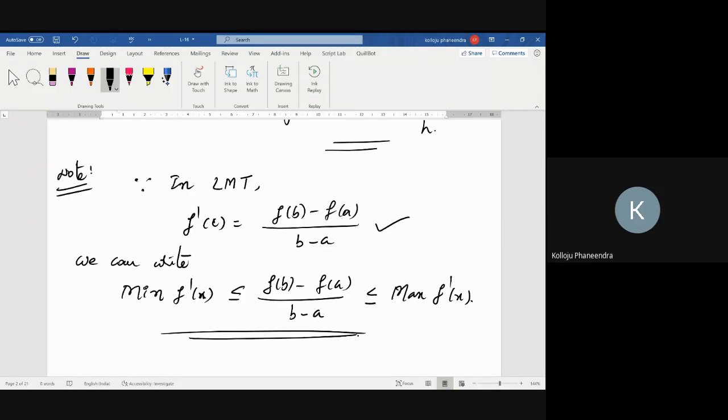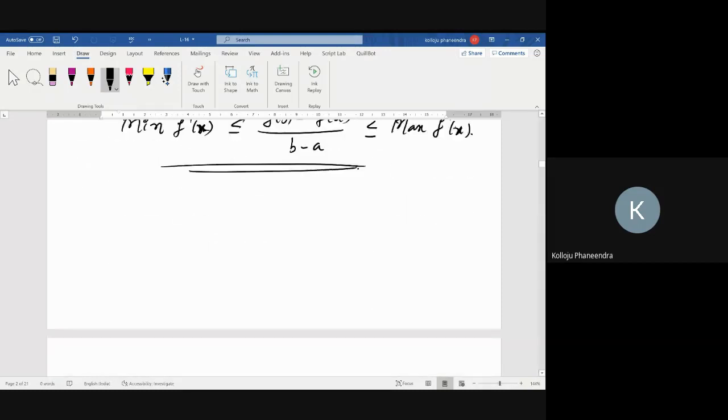This C may be any point. That's why I'm writing x. C may be anywhere at which the tangent is parallel to the curve AB. That means this f(B) minus f(A) by B minus A value lies between the minimum and maximum of f dash x. This is Lagrange's mean value theorem, and the parametric form is over.